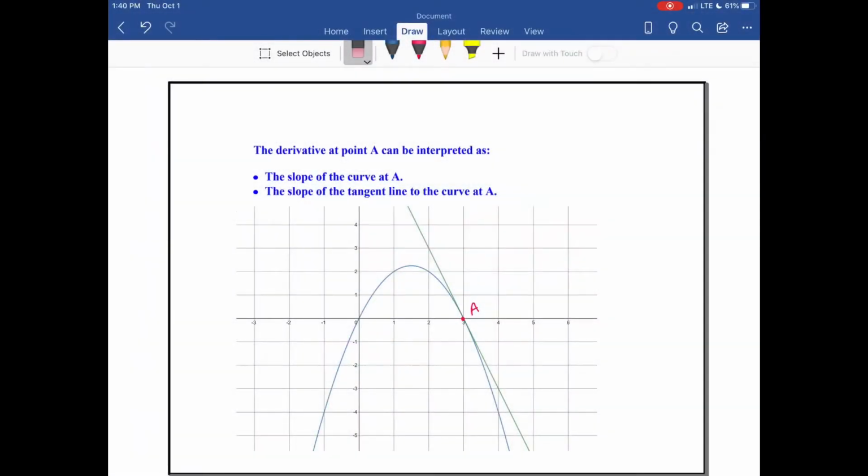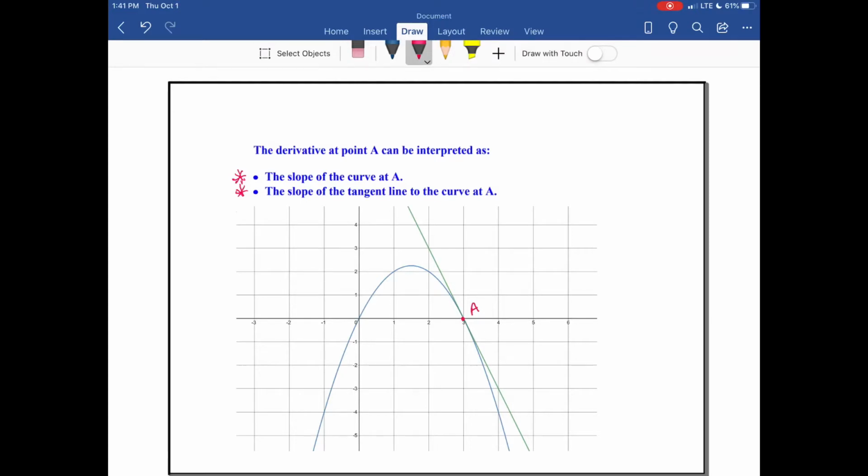So when we talk about the derivative at a point, we have two different ways that we can interpret this. And let's look at both of them just to identify they're saying the same thing. So the derivative at a point A could be referring to the first, the slope of the curve at that given point A. But then begs the question, what does that mean? Well, it means this as well. The slope of the curve at A is the slope of the tangent line to that curve at that point.